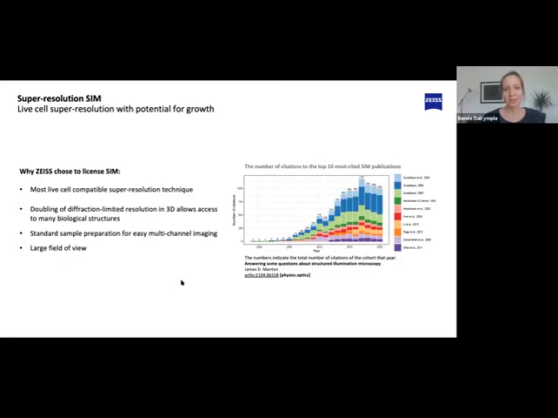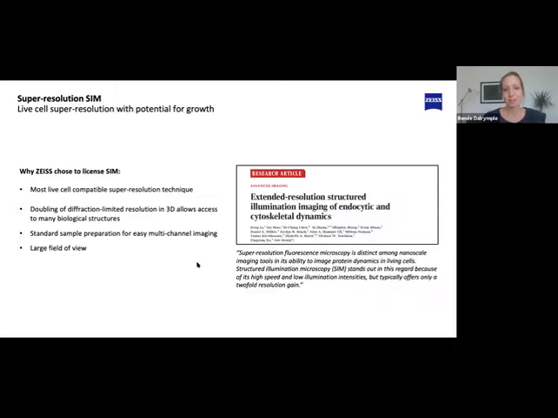You can see in the graph on the right how much it's grown over the years and how many times it's been cited in all of the publications. And really, I think it's widely accepted in the community that structured illumination microscopy is extremely well suited for live cell imaging as far as in comparison to other super resolution technologies that are out there today. And you can see that here in the quote from Eric Betzig and his collaborators, where they identify that SIM stands out because of its ability to image with high speed and at low illumination intensities.